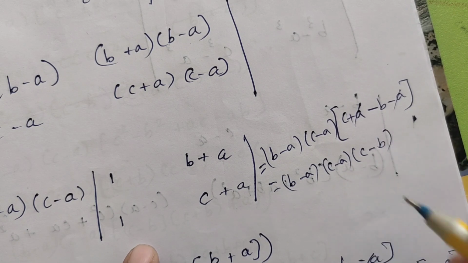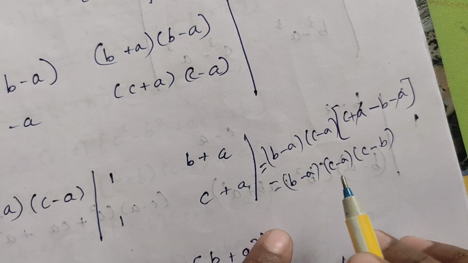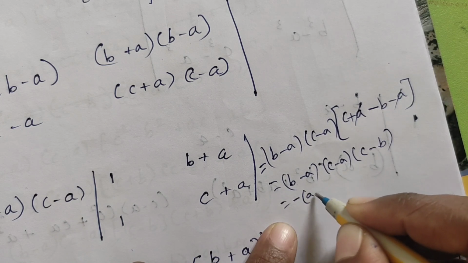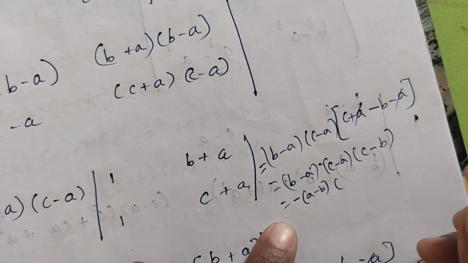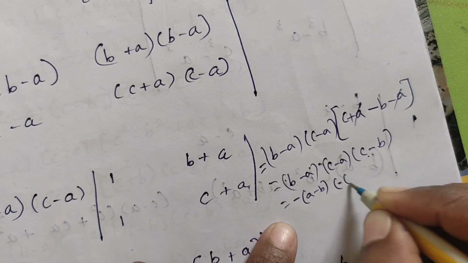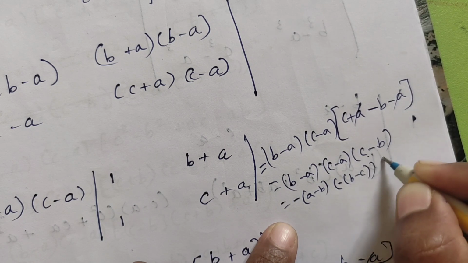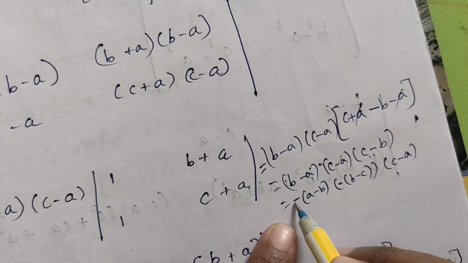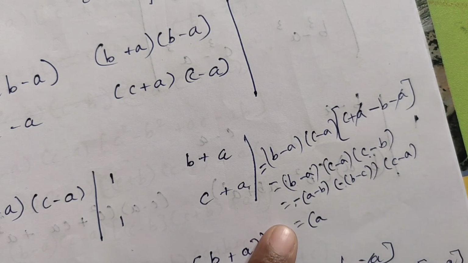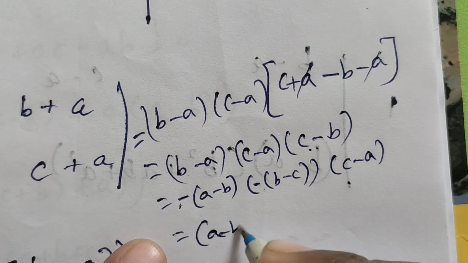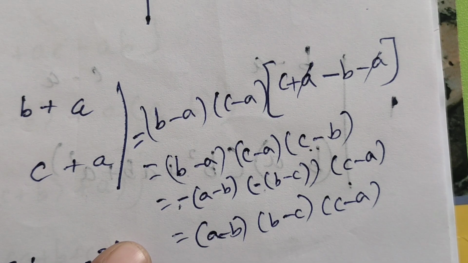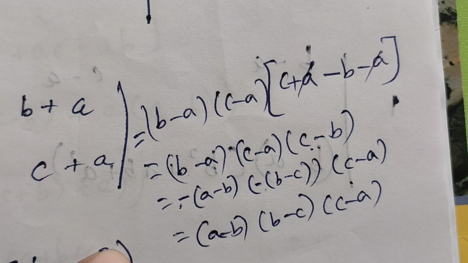But this is not our result. We have A minus B. So A minus B, I'll take minus out, A minus B. Next I need B minus C. So from this element I'll take minus again out. So B minus C. The next element C minus A. This minus and minus will become plus. So that my result is A minus B into B minus C into C minus A. This is what we need to prove. We have proved it. The next question.